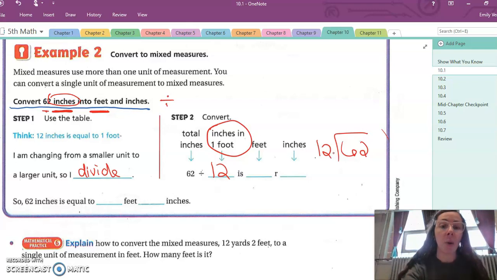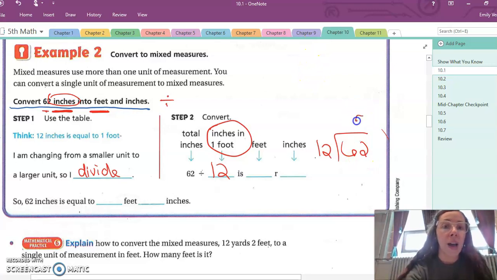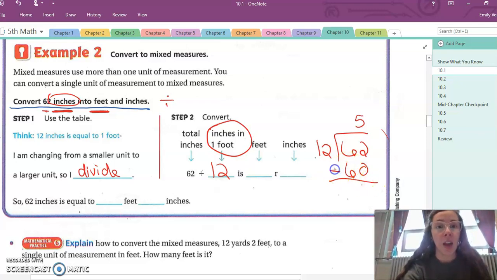All right, here we go. 12 dividing into 62. Well, I know 12 times 5 is 60. If you've been working on your times tables, your multiplication fluency. And then we subtract. 2 minus 0 is 2. 6 minus 6 is 0. So now we have 5, remainder 2. Which is what they have here.